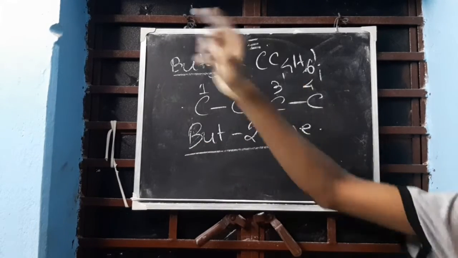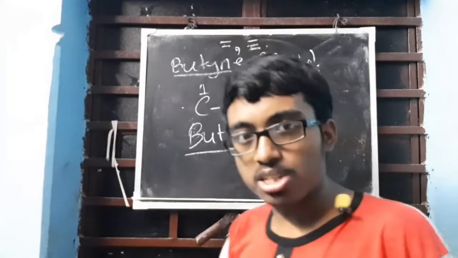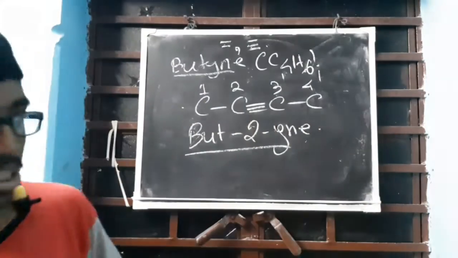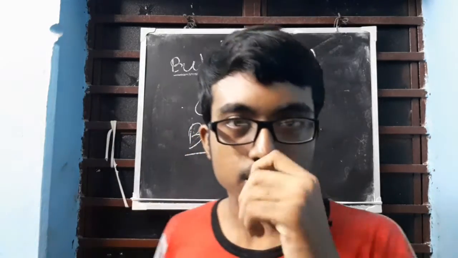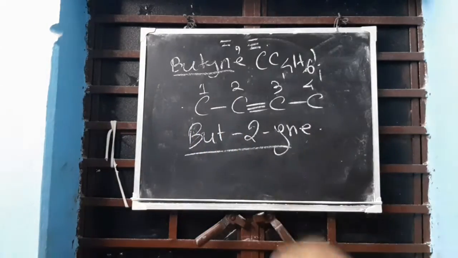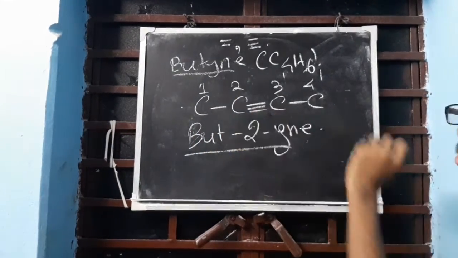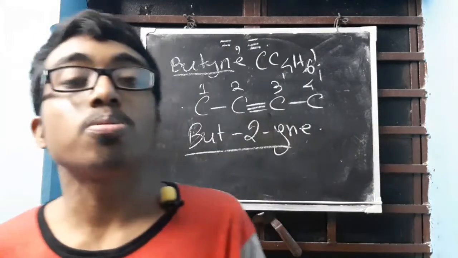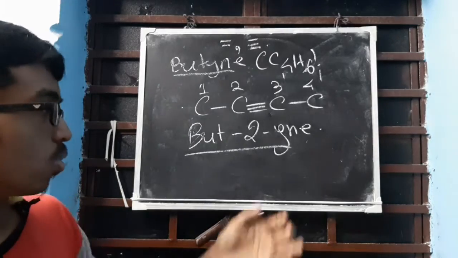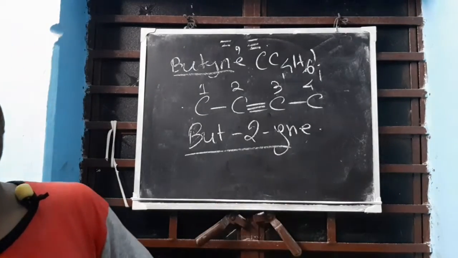Now the formula remains C4H6. Did the formula change? No. The formula did not change. But this number has changed. This locant has changed. So they are isomers. Clear? This is called position isomer. That means the position of this triple bond is varying from place to place. In this case, we will be saying them as position isomers. Clear? One is but-2-yne, one is but-1-yne.